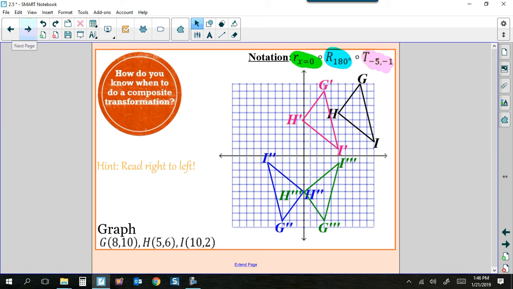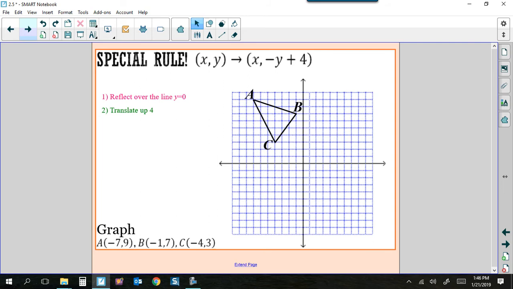Right. And then the last problem we are going to look at is going to be giving a rule. So remember, we talked about the rules for composite transformations. When you have a rule, you can just input into the rule and get your final output. I'm going to go ahead and ask you to split it up.